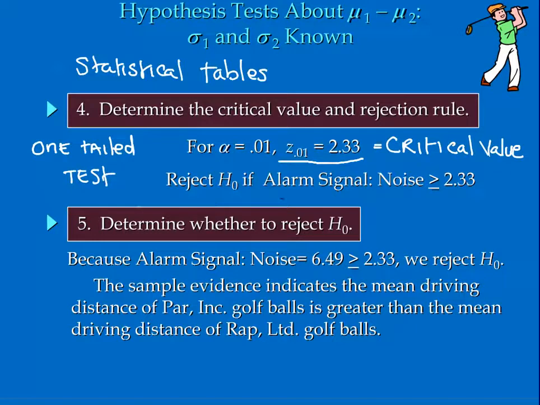Now determine whether to reject the null. Reject the null if the test statistic is greater than 2.33. Because the test statistic is equal to 6.49, which is greater than 2.33, we reject the null hypothesis. The sample evidence indicates that the mean driving distance of Par Inc. golf balls is greater than the mean of the Wrap golf balls. Okay, that's enough on that.